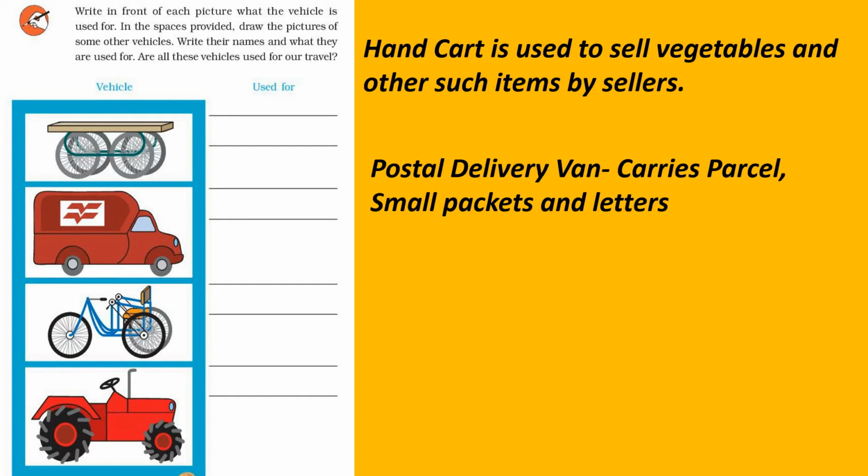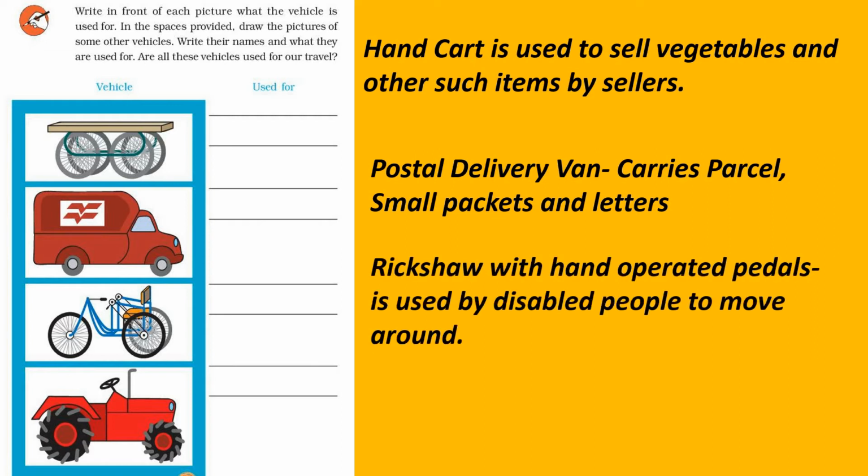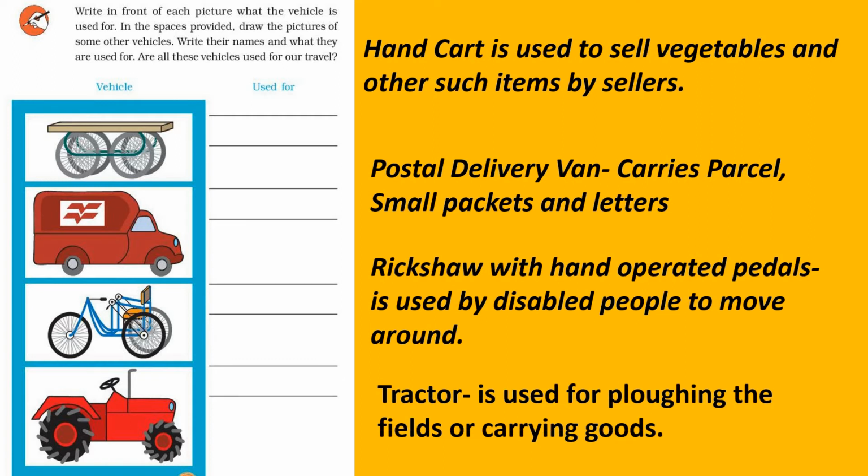Next is rickshaw with hand operated pedals. This is used by people with disability. Hey kids, can you tell me next vehicle's name? Yes, this is tractor, which is used for plowing the fields or carrying goods.